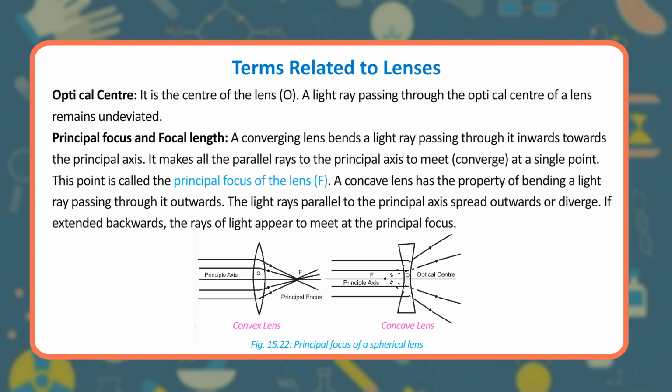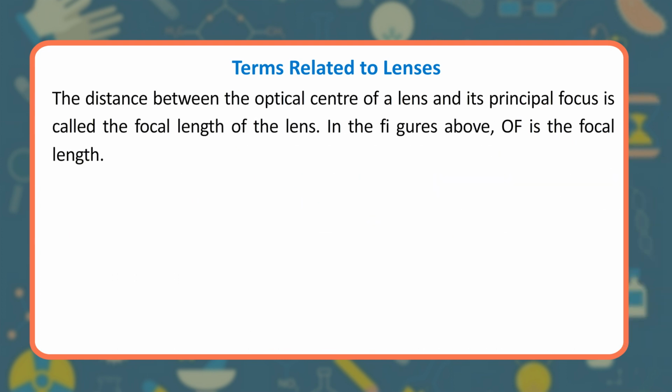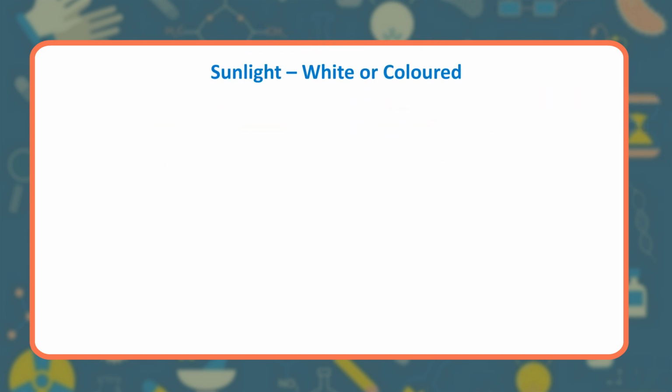F. A concave lens has the property of bending a light ray passing through it outwards. The light rays parallel to the principal axis spread outwards, or diverge. If extended backwards, the rays of light appear to meet at the principal focus. Convex lens. Concave lens. The distance between the optical center of a lens and its principal focus is called the focal length of the lens. In the figures above, OF is the focal length.